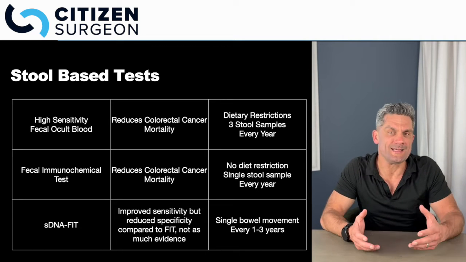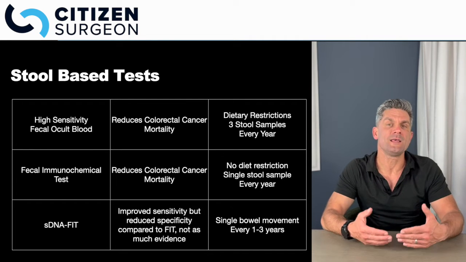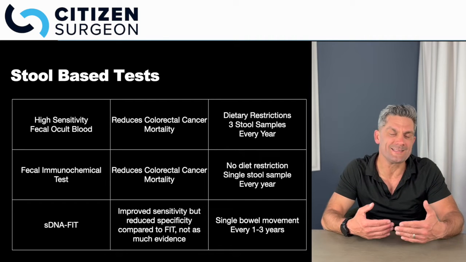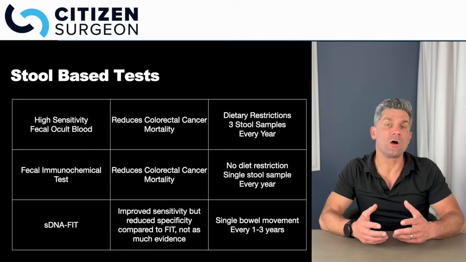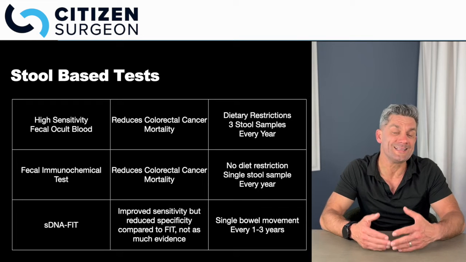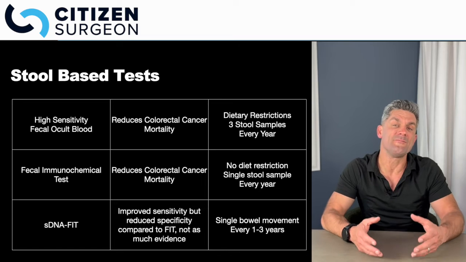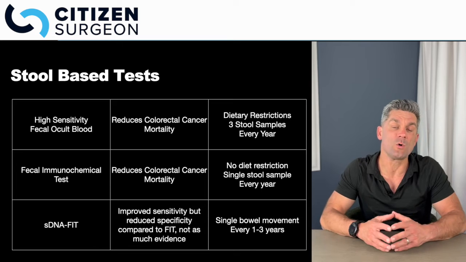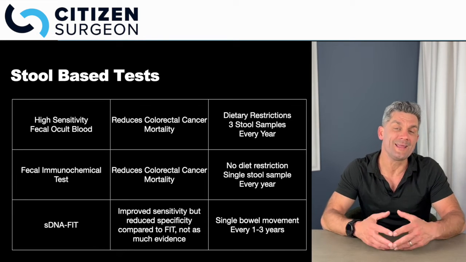Well, the next one is the FIT test, and this is the fecal immunochemical test. Now, what is this? The fecal immunochemical test also tests for the presence of blood in the stool, or breakdown products of blood. And how is this completed? Now, this has also been shown to reduce mortality in colorectal cancer, so it is a screening option. It also detects the presence of blood in the stool. Now, the nice thing is this doesn't require dietary restrictions. It only requires one stool sample, but it does need to be repeated every year.